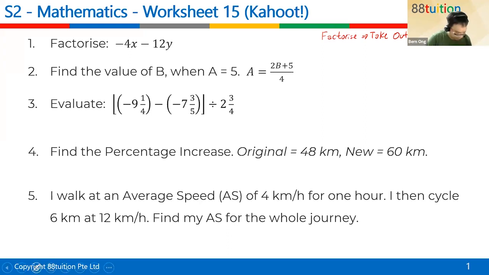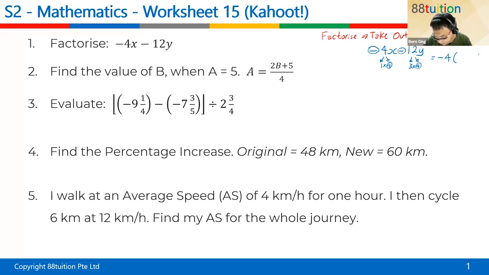All right, and you have this question here. The question is minus 4x minus 12y. So the 4 is actually made out of what? 1 times 4. The 12 is actually made out of what? 3 times 4. So what's the common? The common is the 4. And actually, the common is also the minus. Can you see or not? So you are supposed to take out the negative 4.